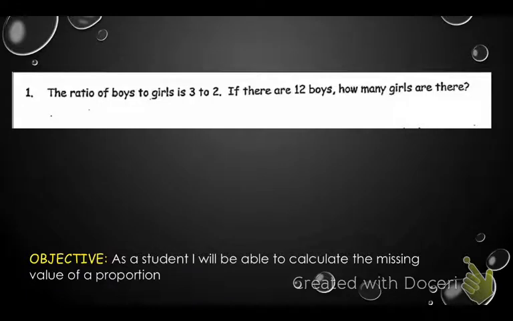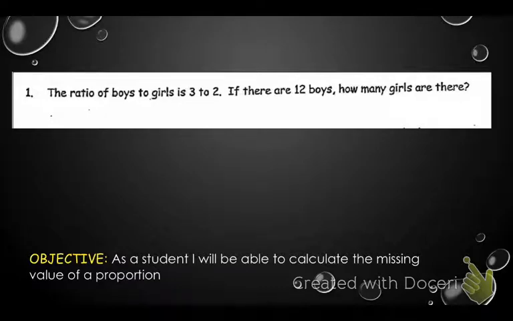Alright, what you're going to see is you're going to start seeing some word problems, and word problems are pretty awesome when it comes to proportions because they're really easy, but there's also a few things you must do. So make sure you're listening to this video very carefully. Okay? Number 1 says the ratio of boys to girls is 3 to 2. If there are 12 boys, how many girls are there?